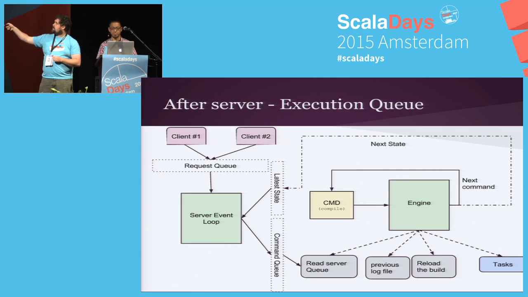So a client connects to the SBT server, and it might request a command to run that comes on the loop. When this thing is ready, when it's done, it will pull the next command off the queue and execute it. Okay? Simple, I guess.